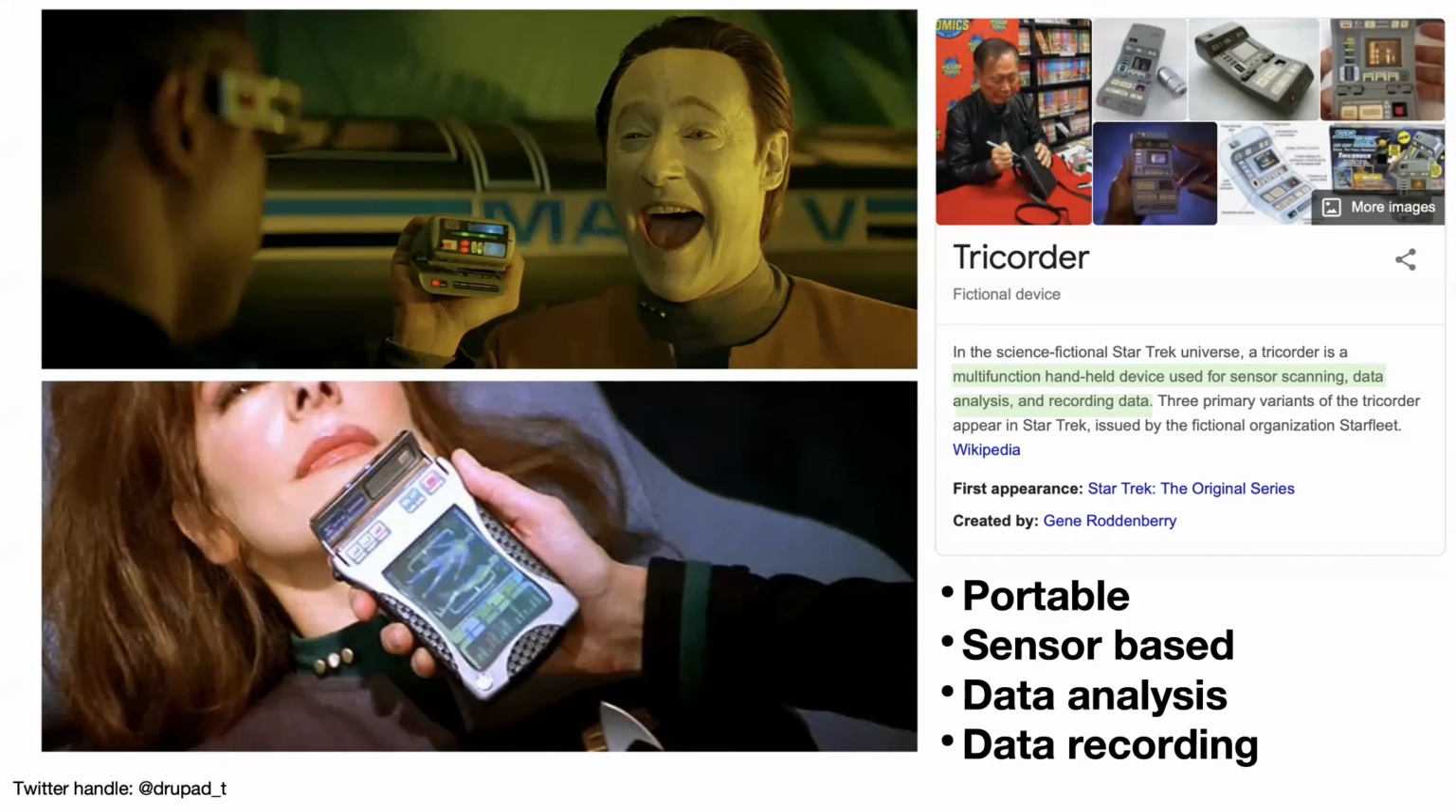So obviously it's a fictitious device, it doesn't exist. But my fascination with the device is that now with the advancement that we have in analytical science, it's not impossible to have a portable sensor-based device that can diagnose diseases by analyzing a large set of data and also collecting it.